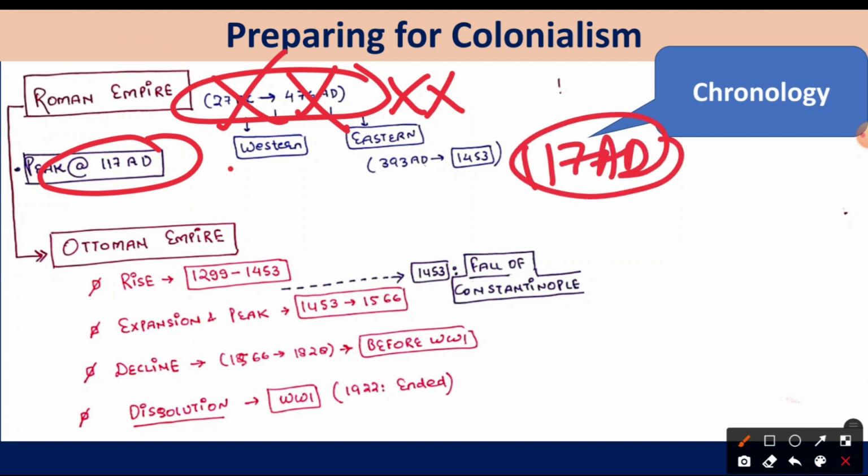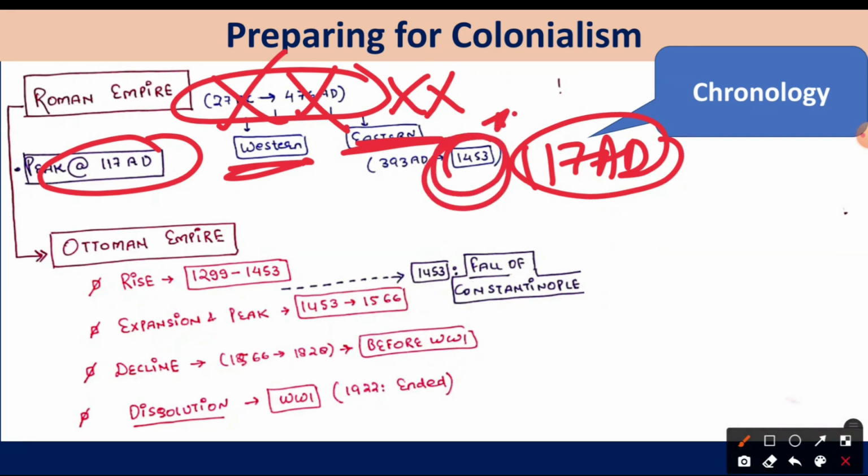Then the Roman Empire was divided into a western and an eastern flank because of its huge size. We'll see the maps as well. Because the Roman Empire was huge, it was divided into western and eastern parts. The western part disintegrated very quickly, but the eastern part survived. In bits and pieces, it survived till 1453.